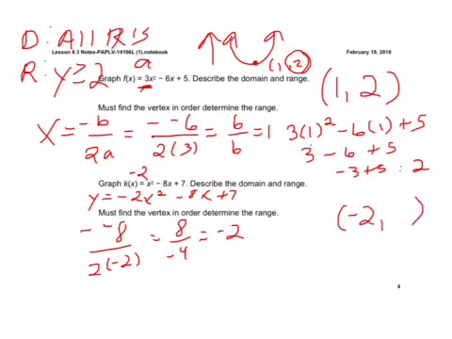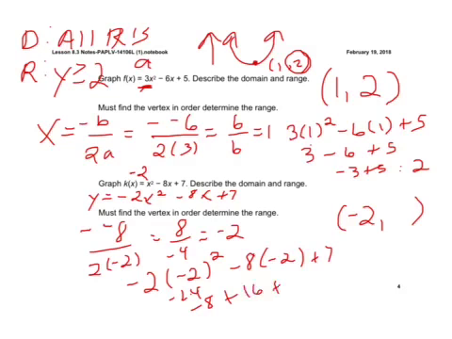Now I have to find my y value. So again, negative 2 times negative 2 squared minus 8 times negative 2 plus 7. Well, negative 2 squared is 4, times that negative 2 would be a negative 8. Negative 8 times negative 2 would be plus 16, plus 7. So negative 8 plus 16 is 8, plus 7 would be 15. So now my vertex is (-2, 15).